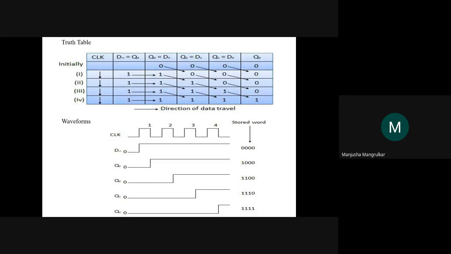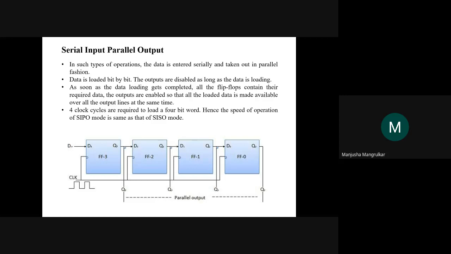I have just explained the truth table, how it is shifting data from Q3 to Q0, and how the waveform will represent that for the registers, right? Now, the second condition is serial in, parallel out. We have seen serially in, serially out, where one bit is shifted while it is going out. Now here there is a bit of difference. In this type of operation, data is entered serially and taken out in a parallel fashion, right?